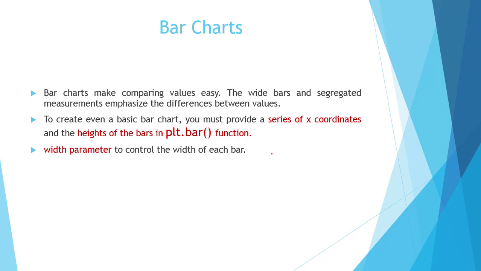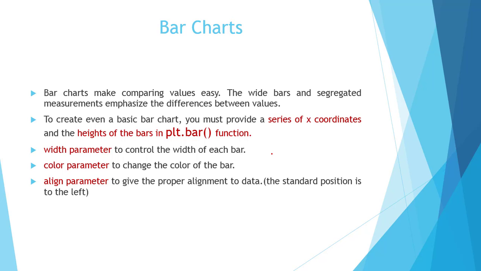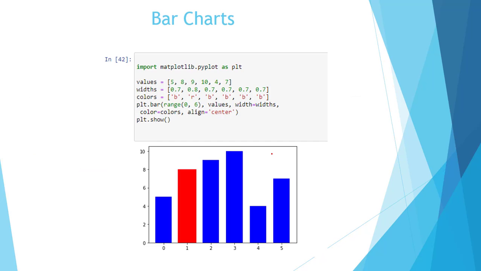Width parameter is used to control the width of each bar. Color parameter is used to change the color of the bar. Align parameter is used to give the proper alignment to the data. The standard position of the data is to the left. So this is the example of bar chart. First of all, we have imported the library matplotlib as plt, and then we have specified the values.